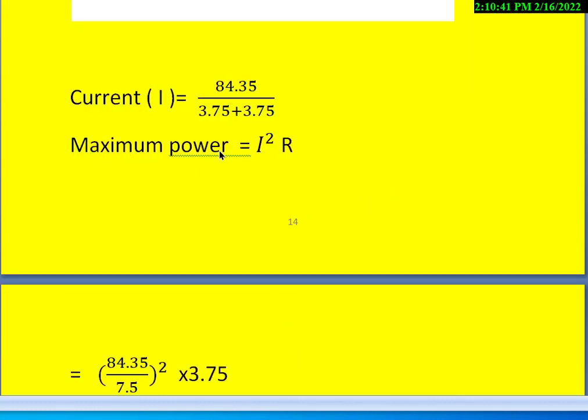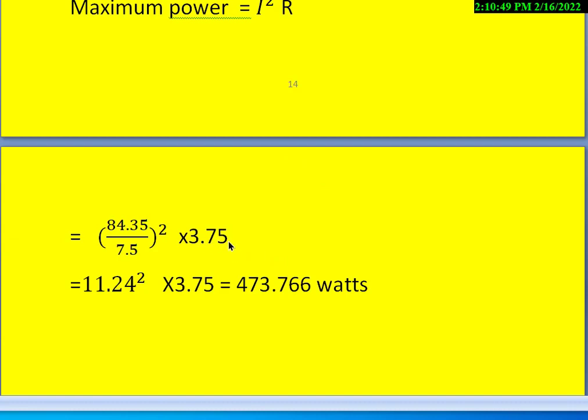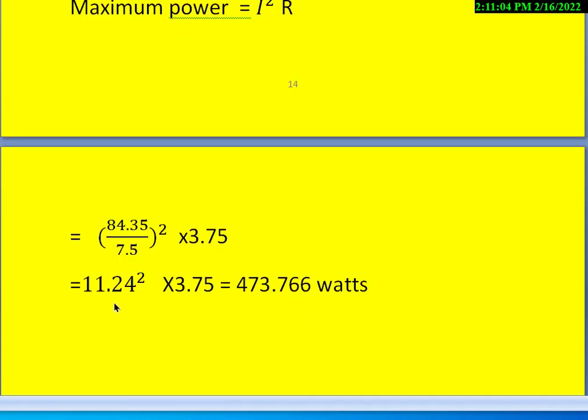Then we can calculate the maximum power in the resistor R, that is I square into R. The R value is known as 3.75. I is calculated here: 84.35 divided by 3.75 into 2, that is 7.5 ohms. Once we simplify, the current is 11.24 amperes, so the power is 11.24 amperes whole square into 3.75. Once we simplify it, we get 473.766 watts.